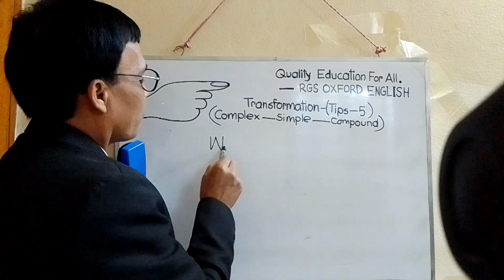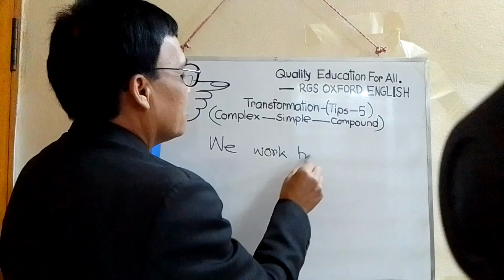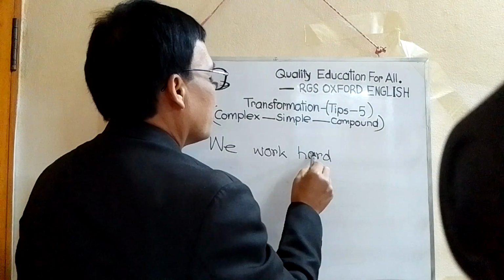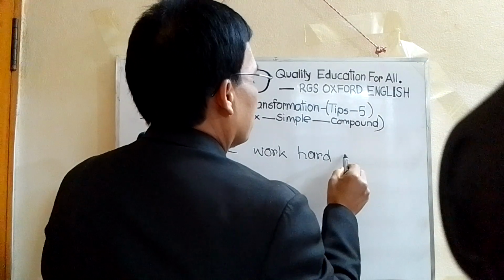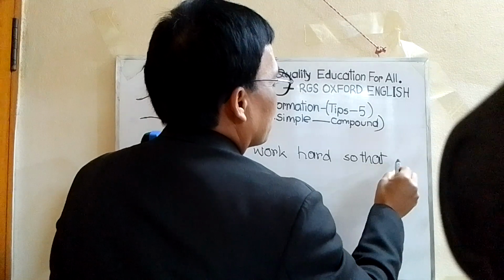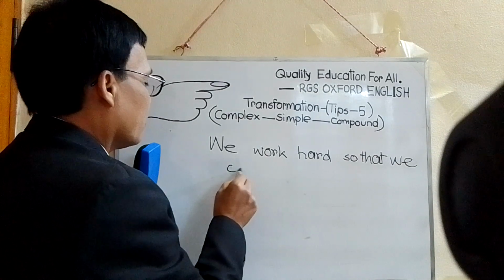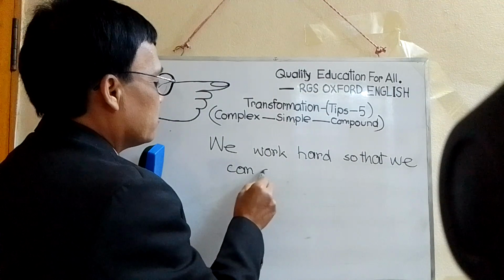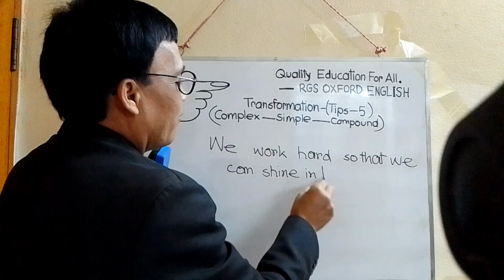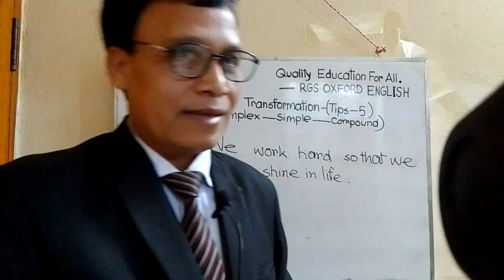You see the example here. We work hard so that we can shine in life. You see, my dear students, this is a sentence and it is a complex sentence.